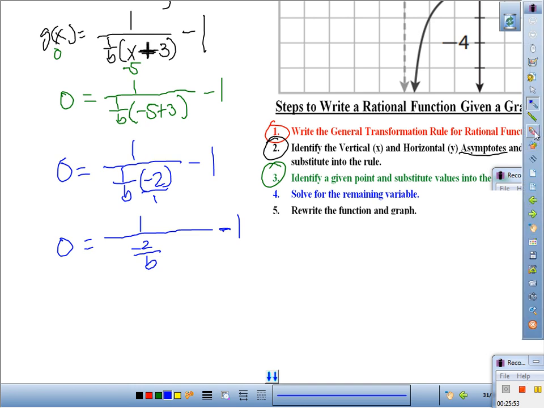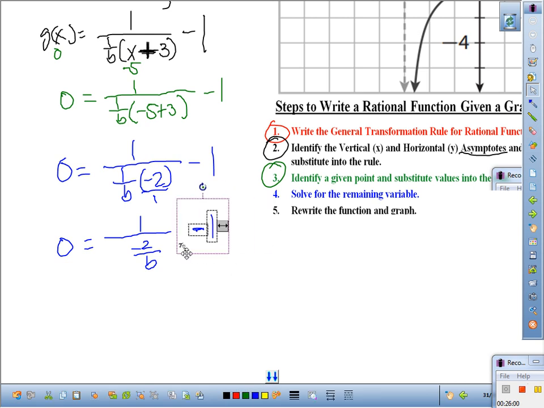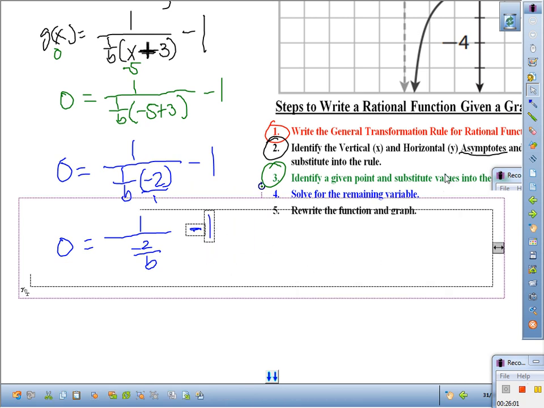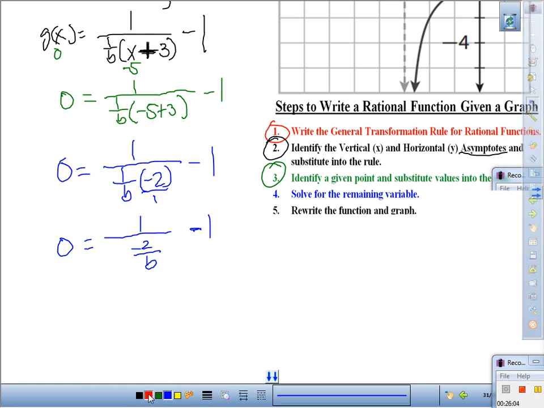So you're like, Mr. Q, that looks weird. I know, doesn't it? Let me move this closer. So yeah, it does look weird because we can't have a fraction in the denominator. So look, I'm going to do it in red. I'm going to rewrite this over here on the side.